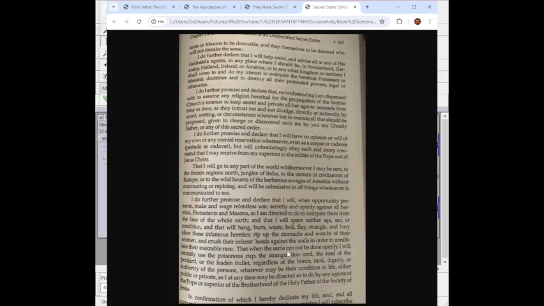Then, when the same cannot be done openly, I will secretly use the poisonous cup, the strangulation cord, the steel of the poniard, or the leaden bullet, regardless of the honor, rank, dignity, or authority of the persons, whatever may be their condition in life, either public or private, as I at any time may be directed to do so by any agents of the Pope or superior of the Brotherhood of the, quote, Holy Father of the Society of Jesus.